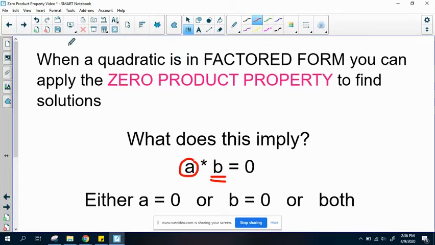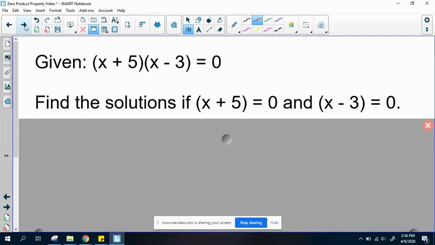Product implying multiplication. Okay, so it's actually very simple. This is something that's in factored form. It's a quadratic that is already factored. The difference is now it's equal to 0. So what you're going to do is find the solution. So rather than double distribute and multiply, I actually don't want to do that. I want to consider this to be my A, this to be my B.